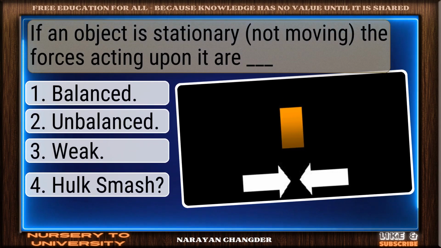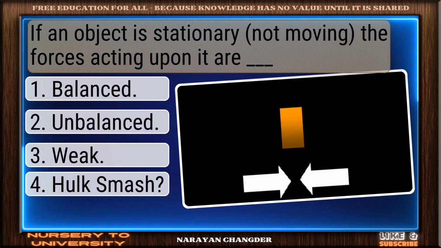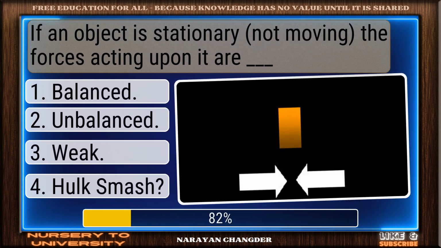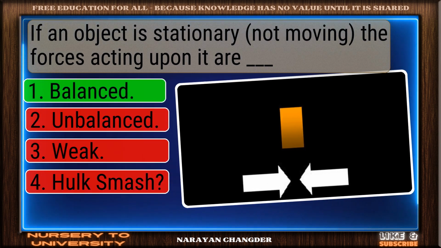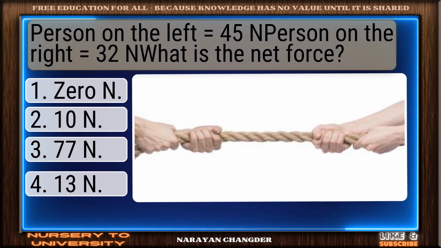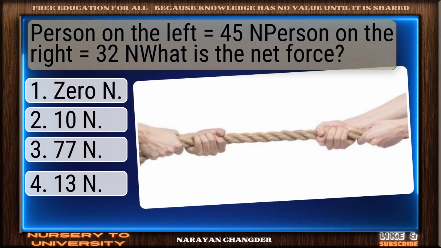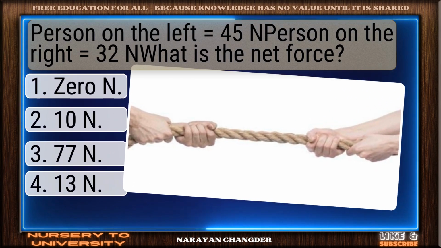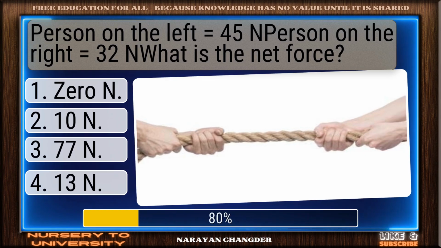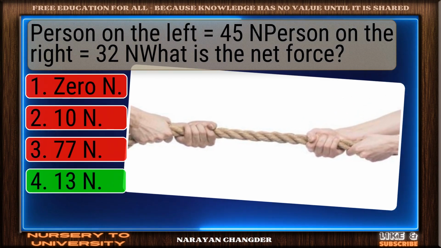Question number 31. If an object is stationary, the forces acting upon it are dash. Nicely done. Balanced is a solid answer. Question number 32. Person on the left equal to 45 N. Person on the right equal to 32 N. What is the net force? Nice selection. 13 N is the correct and valid answer.